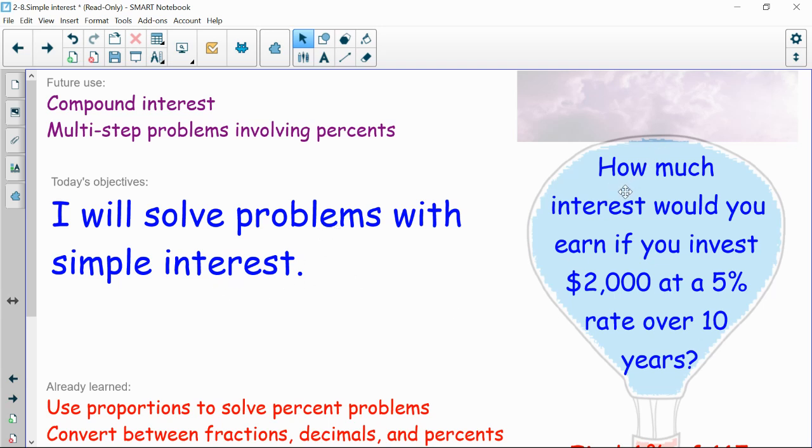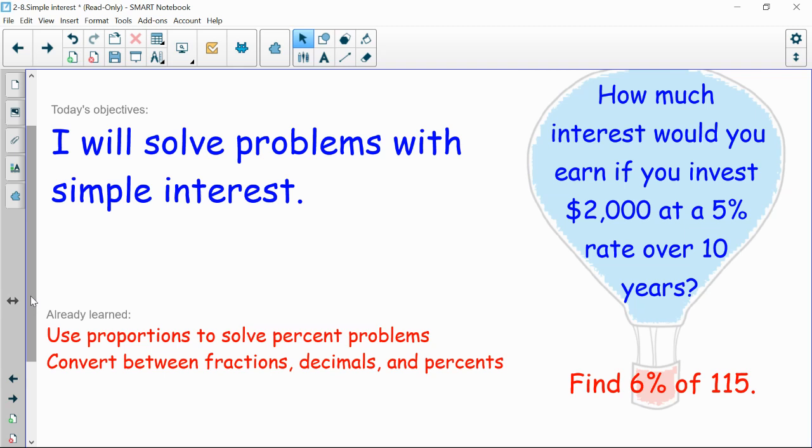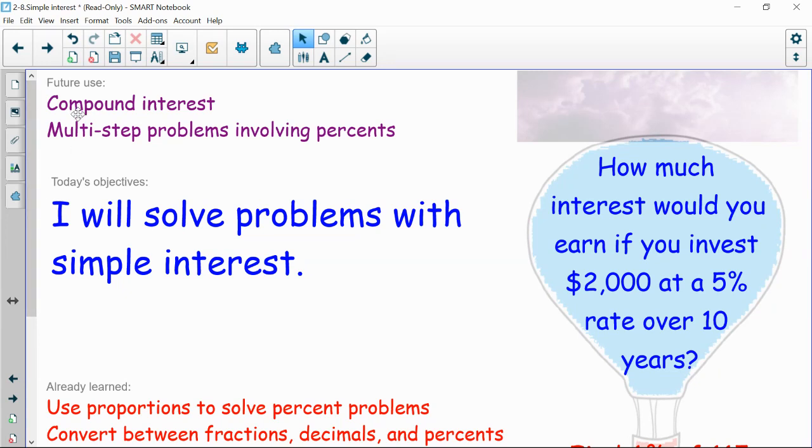Problems will look like, how much interest would you earn if you invested $2,000 at a 5% rate over 10 years? We already know how to use proportions to solve these, but we have a nice little formula that goes with today's lesson. And next year, you'll learn about compound interest and multi-steps to solving percents.